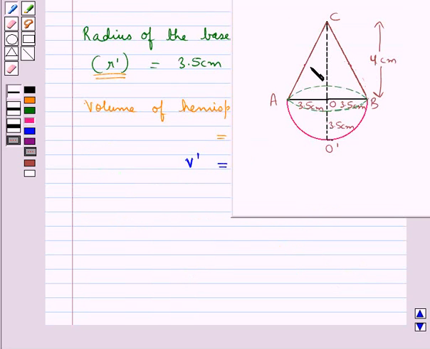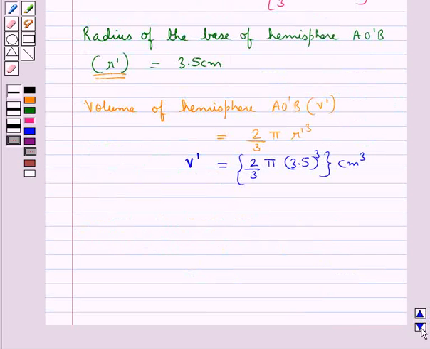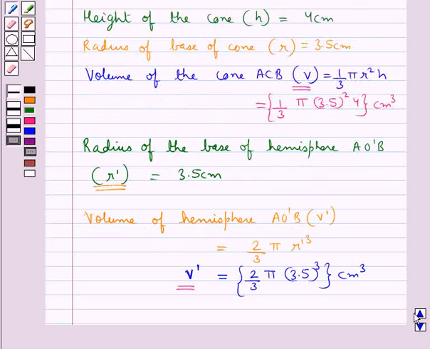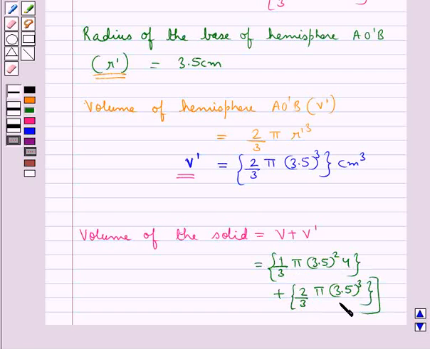Now as you know, this solid is a combination of the cone and the hemisphere. So volume of the solid would be equal to the volume of the cone, which is V, plus the volume of the hemisphere, which is V dash. And so this is equal to 1 by 3 into pi into 3.5 whole square into 4 plus 2 by 3 pi into 3.5 whole cube centimeter cube is the volume of the solid.